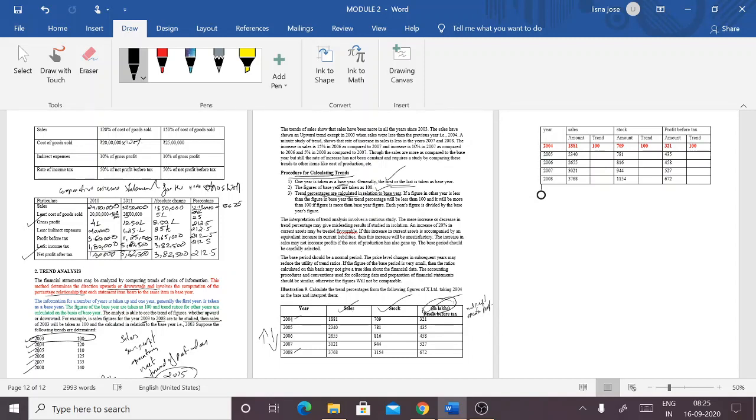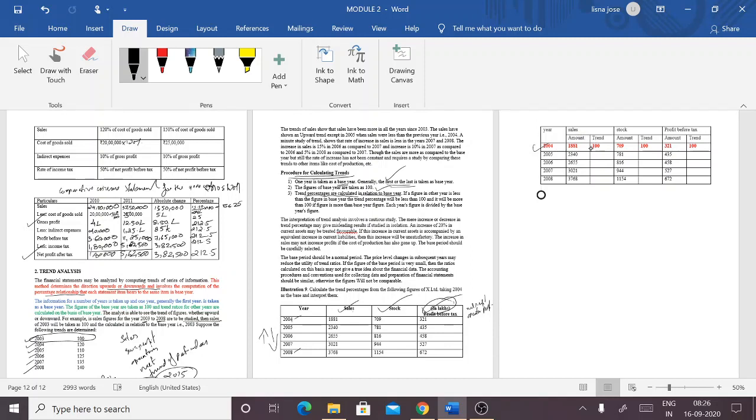Then after that, what we need to do? We need to calculate the trend. As I said earlier, the first year will be taken as the base year. Here 2004 is taken as our base year, and in connection with this base year we are going to calculate the other years. So in the case of stock, the first year, 2004, is taken as the base year, and its trend is mentioned as 100. That is the same for all the cases.